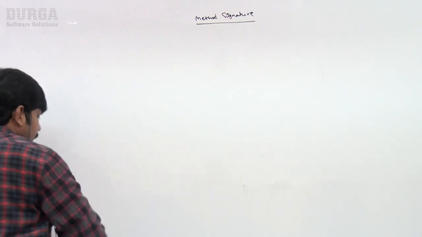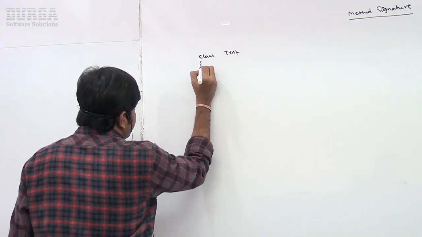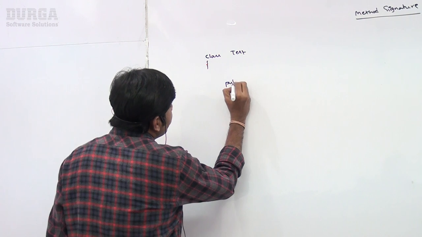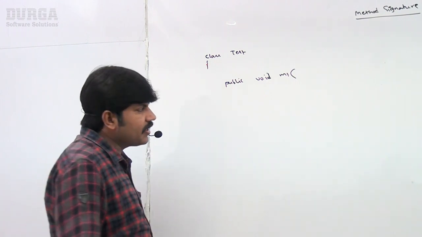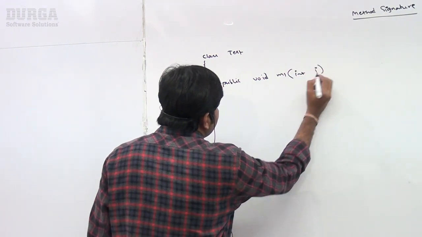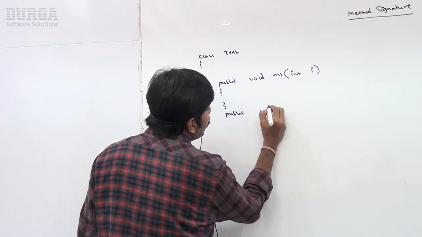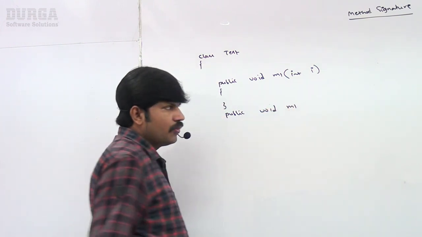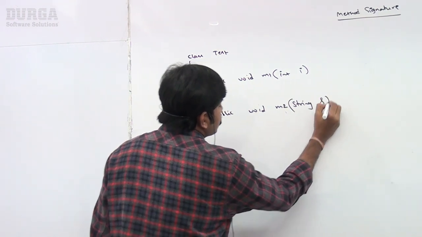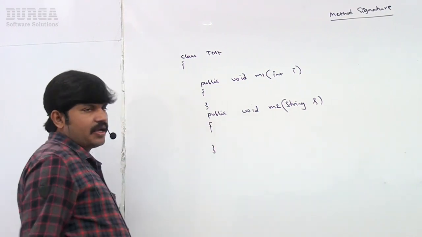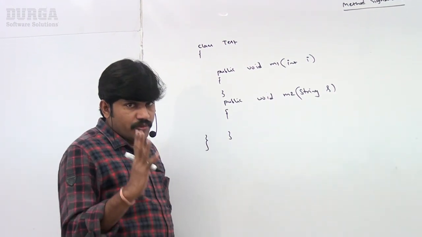Just observe that I'm taking a simple class Test. Assume that class Test I'm taking, sir. Now here I have public void m1 of int i, sir. And public void m2 of string s, like this I have. Sir, how many methods are there inside the Test class? Two methods are there, sir.